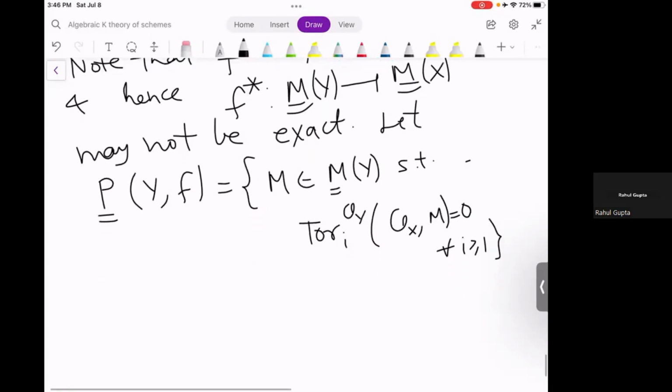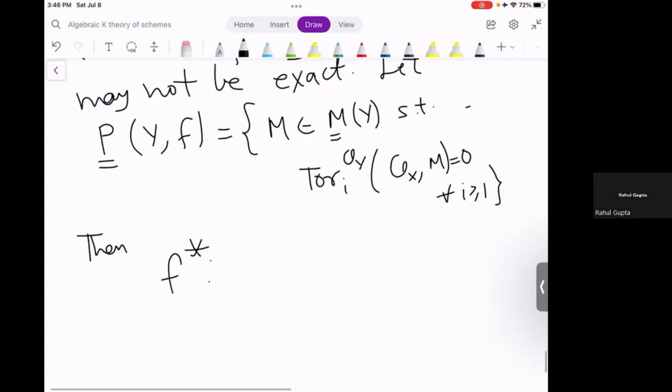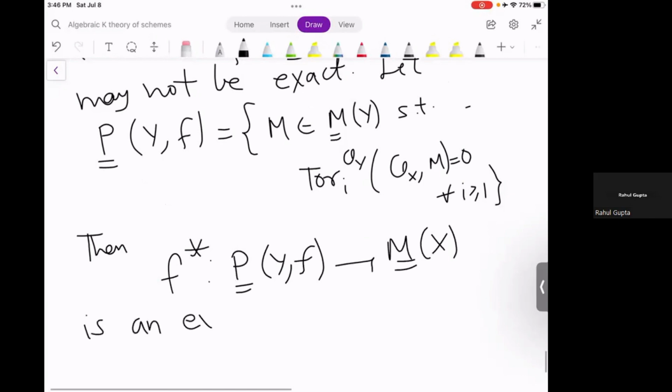So these are basically the things where tensoring with O_X is actually flat. Then if I take this pullback map from the subcategory of M of Y, f, to M of X, it is actually an exact functor. And you can prove that the left hand side is also this category. This category is also actually an exact category. So I can take the K theory of both.